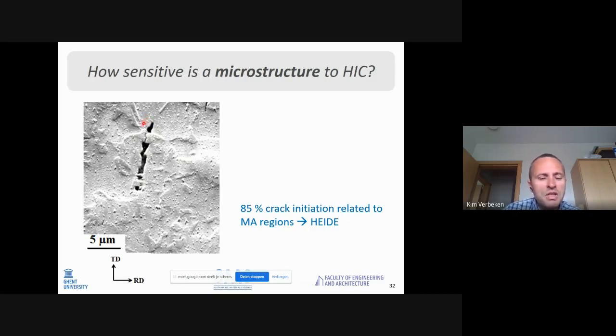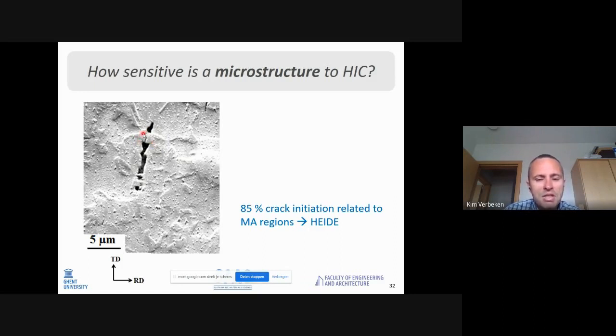In this TRIP steel, we did a very extensive study, and we were able to see that 85% of the cracks that we investigated were identified to be initiated in the martensite. The others weren't, but of course it's a 2D measurement, so it might be in the third dimension, that just below the surface there's a martensite island which we don't see. But in 85% of the cases, it was clear that it started inside the martensite.